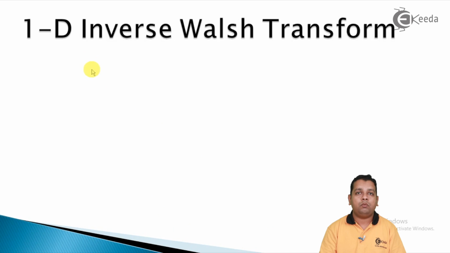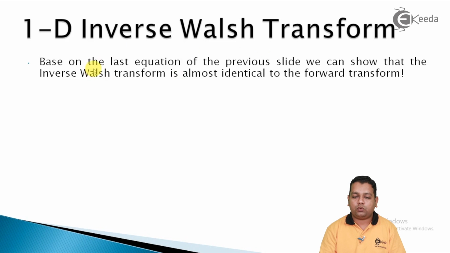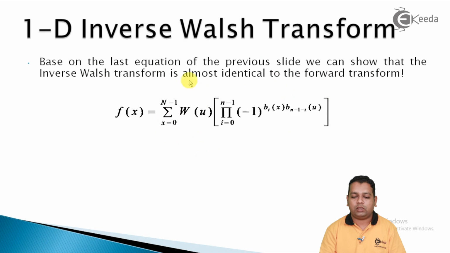Just as we have the forward transform, we have the inverse Walsh transform also. Based on the last equation on the previous slide, we can show that the inverse Walsh transform is almost identical to the forward transform, which can be given with the help of this formula. In the forward transform, W of u, the transform into the Walsh domain, was on the LHS, and f of x was acted upon by the Walsh transformation function, the kernel given by this square bracket.